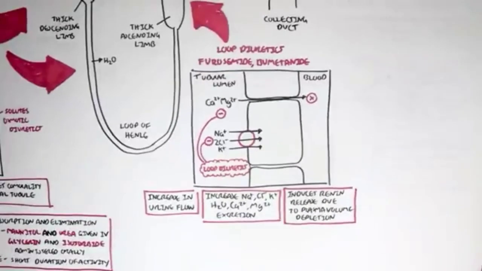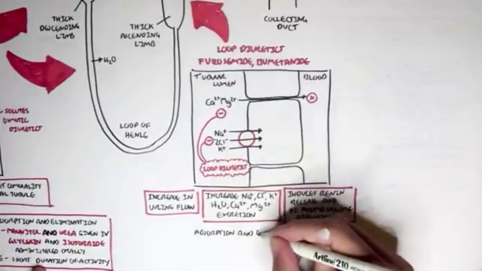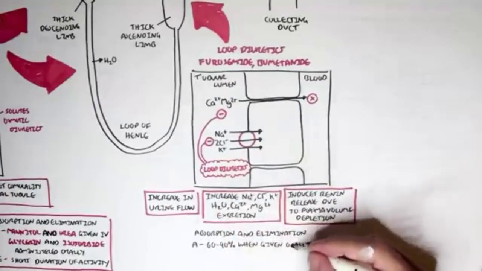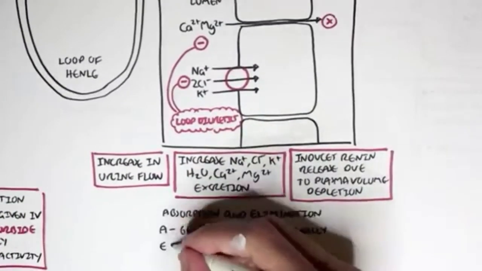For the absorption and elimination of loop diuretics, about 60 to 90% is absorbed when given orally, and the elimination is that it's secreted via the proximal tubule.